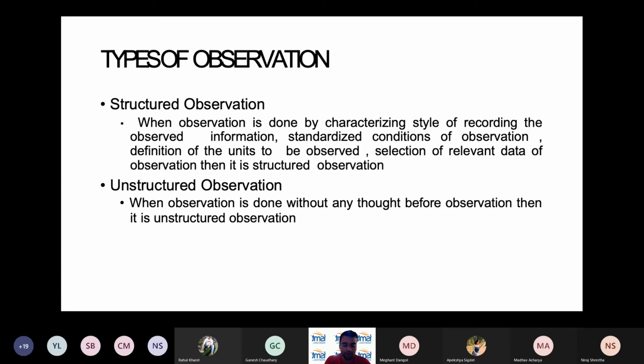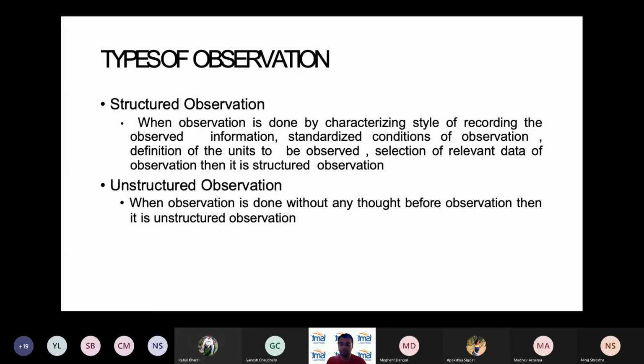So what you understand in structured observation is that you are fully prepared. You are fully prepared regarding which parameters you are going to observe and record. You are fixed, and you move on to the field, observe the phenomena or pattern, and record the data. In unstructured observation, you are not prepared with any kind of standard.